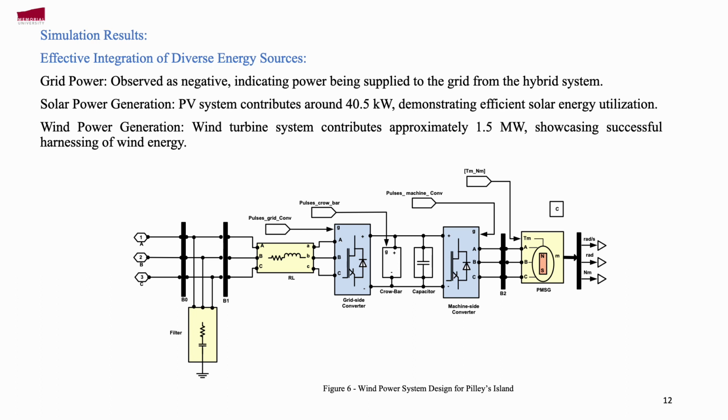We have used a PMSG, which is a Permanent Magnet Synchronous Generator wind turbine, which we have installed on Philley Island. It is technically advanced and very good for energy solutions, with a rated power capacity of 1.5 megawatts and a standard operating frequency of 60 hertz. This system is very good and will be very effective for the island.